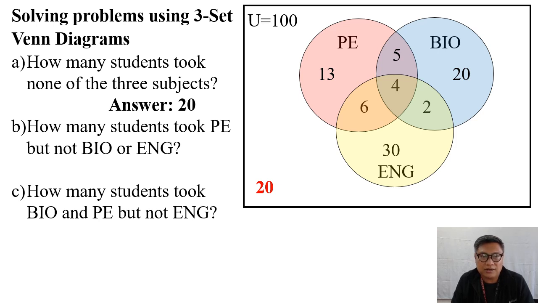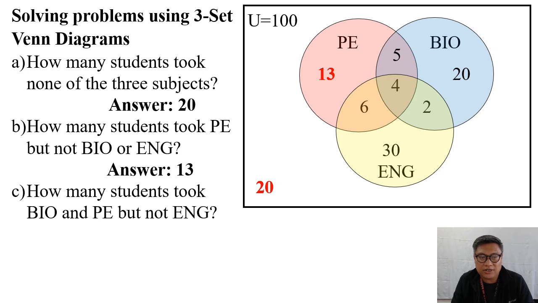For the second one, how many students took PE but not bio or English? In other words, we have here four choices, but only took PE, but they don't have any biology or English subject. So we have to remove this, and we have our 13 here as our answer. So the answer will be 13.